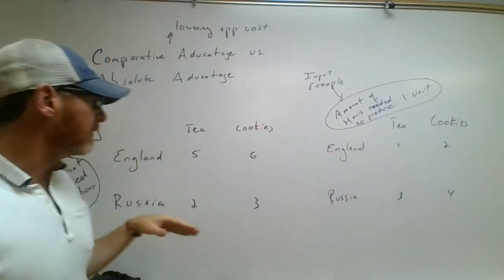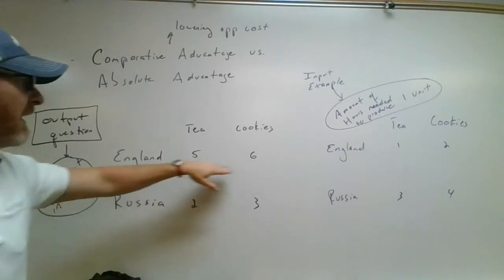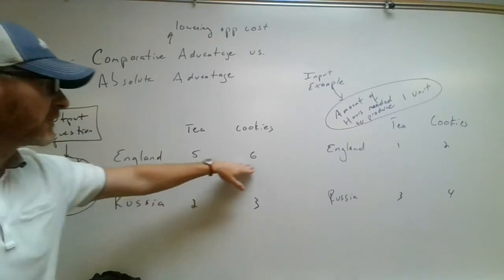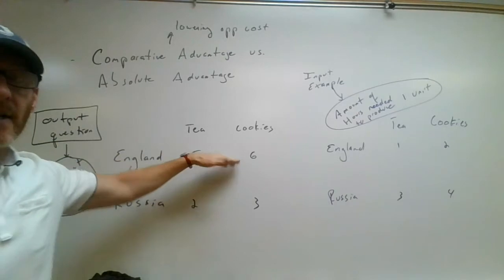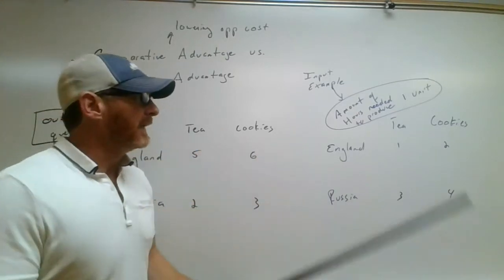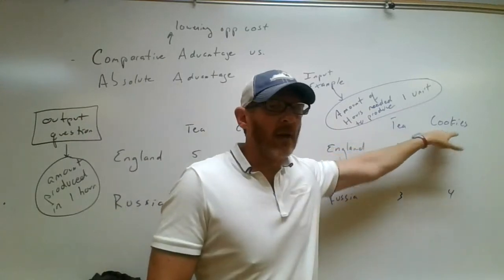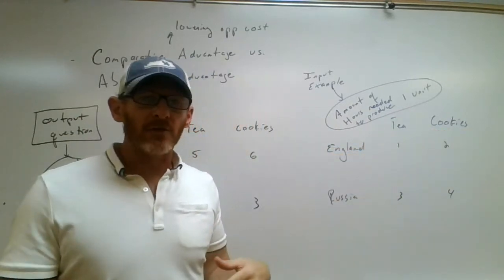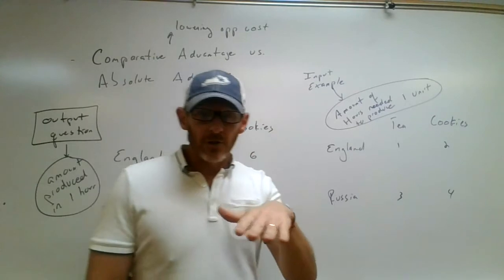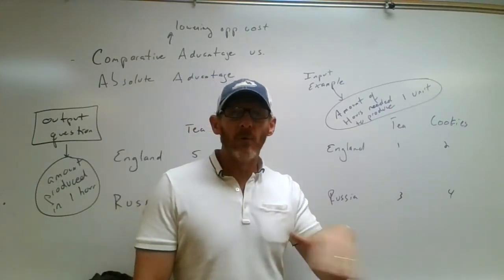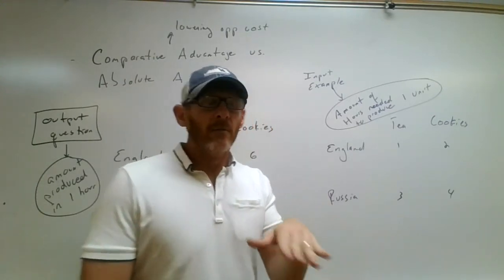Let's back up a second. You can see here we're producing 5 and 6. So you can see 5 teas and 6 cookies. The bigger number is better because we're producing more stuff. With an input question, we've got England and Russia again. We've got tea and cookies again. In this case, in an input question, the lower numbers are better. The lower numbers are more efficient. The lower numbers are wanted.